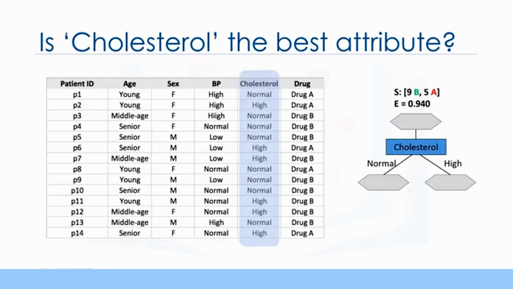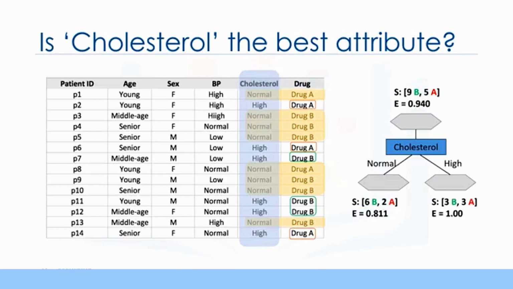Let's first select the cholesterol of the patient and see how the data gets split based on its values. For example, when it is normal, we have 6 for drug B and 2 for drug A. We can calculate the entropy of this node based on the distribution of drug A and B, which is 0.8 in this case. But when cholesterol is high, the data is split into 3 for drug B and 3 for drug A. Calculating its entropy, we can see it would be 1.0.